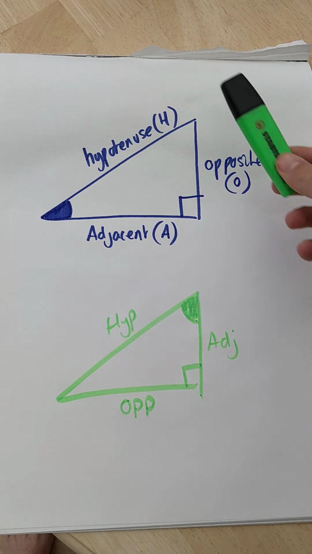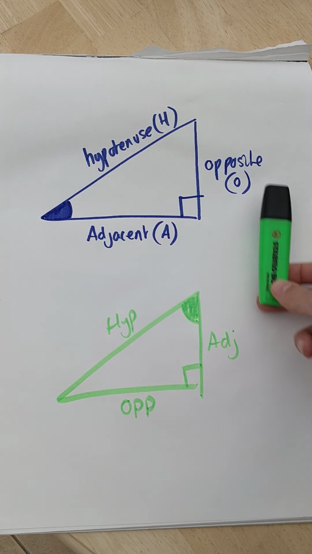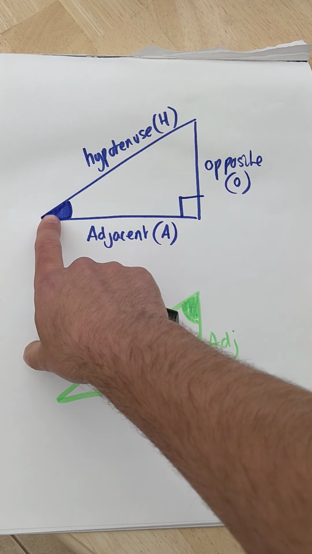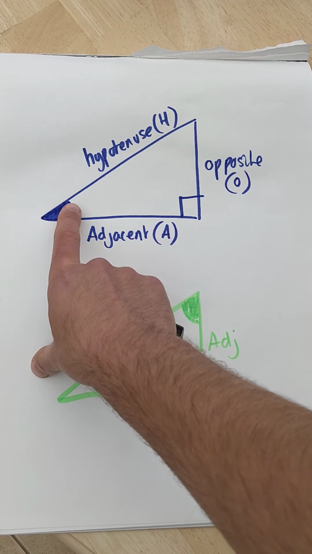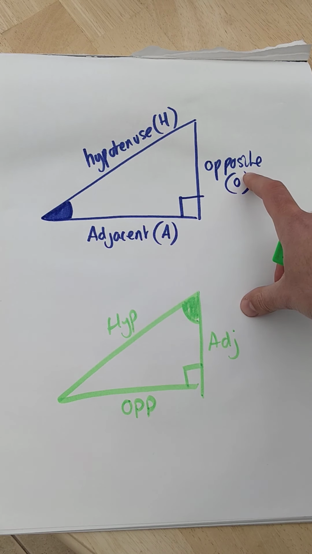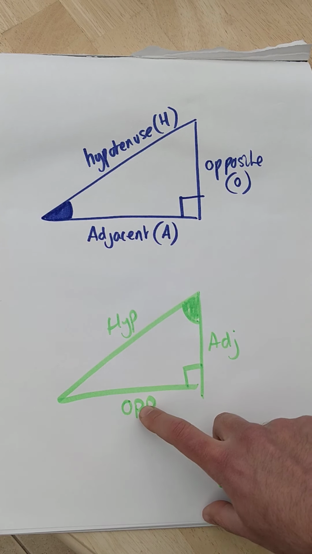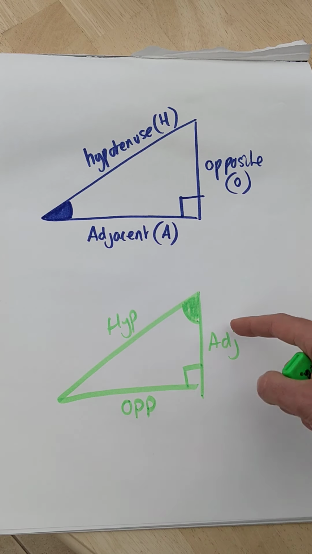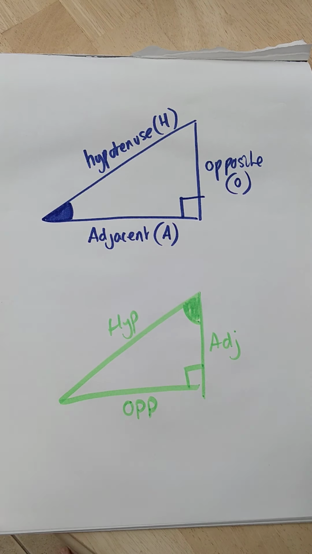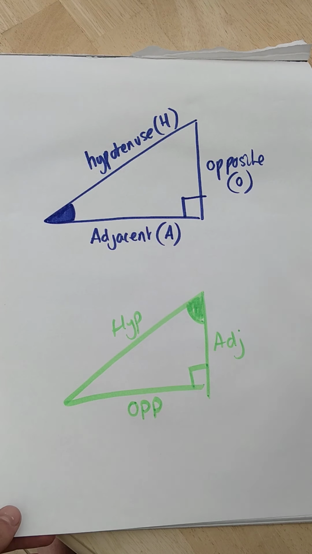So when it comes to labeling the sides, this is what I mean. It relates to the angle that you are looking at. If the angle is here, for instance, the one that's opposite it is labeled O, the opposite. On this one, if the angle's here, this one's opposite the angle. In the same way, this is the adjacent to this one, and this side is the adjacent here. Now, trigonometry is about how these angles and these sides relate to each other.